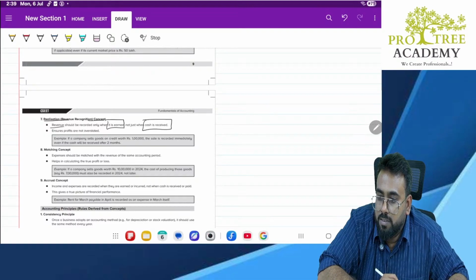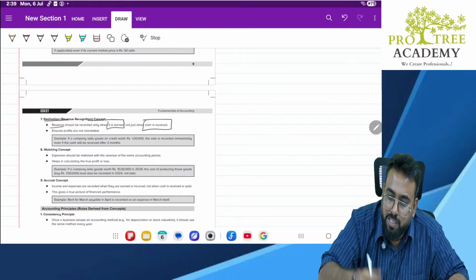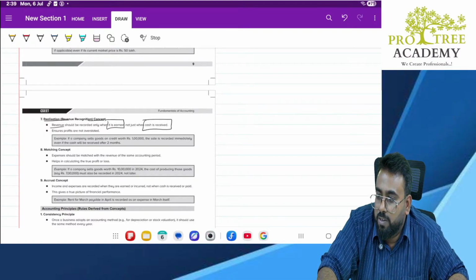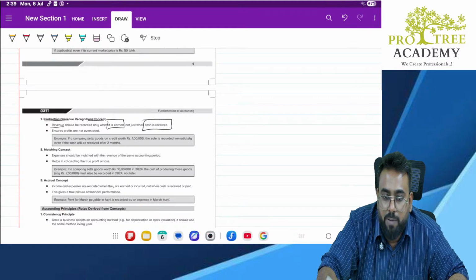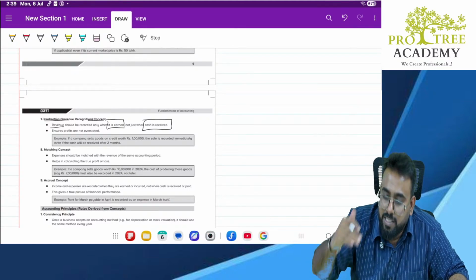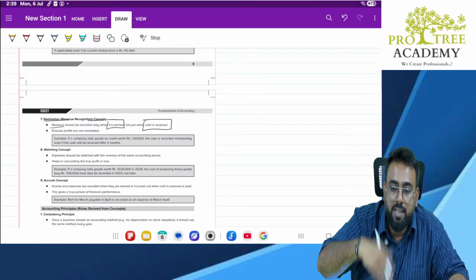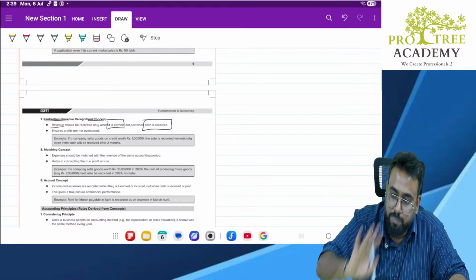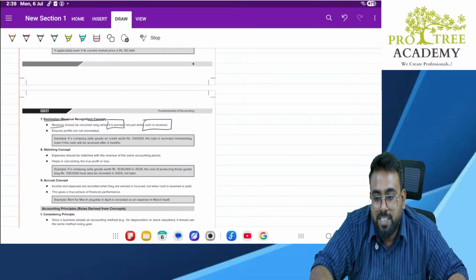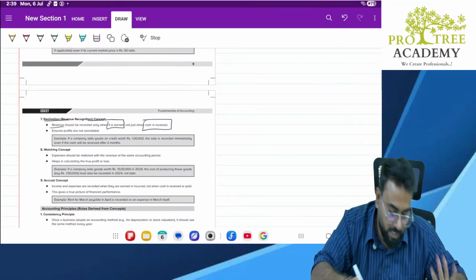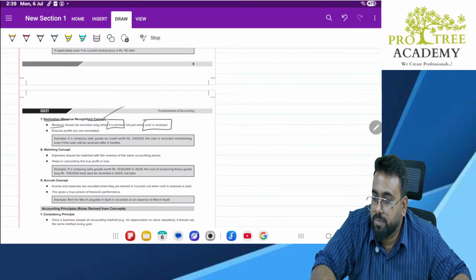Clear? Sir, then when should we record cash? When you actually receive it. That is what the realization concept is all about. In the book it is given a bit confusingly, but the fact is realization is nothing but as and when you realize. When I sold the goods, I recorded the transaction because I know that revenue is earned. Now when to record cash, sir? When you actually receive it. That is your realization concept. Clear?